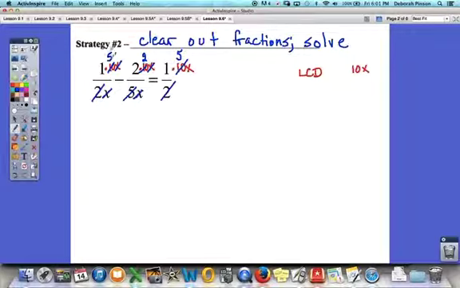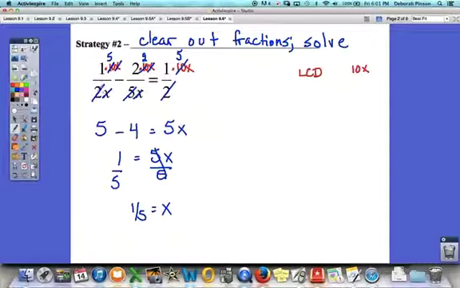So here's what I've got left. In this first term, I just have the 5. The second term, I've got the 2 times the 2 is 4. And in this last term, I've got 1 times 5 is 5 and the x. This is what I've got left. I'm just going to solve. Okay, I can do that. So x is 1/5.